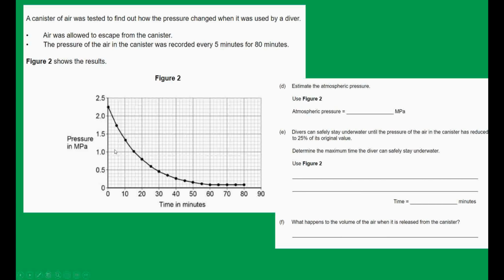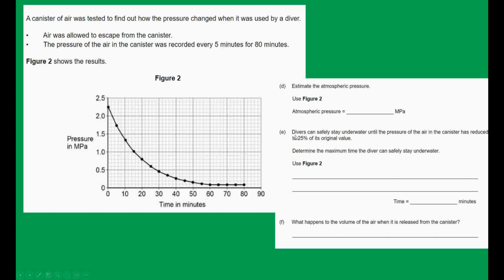So be careful in reading off the graph of the numbers. We need to use the graph to estimate the atmospheric pressure. It says in bold, use figure 2. If it says use figure 2 or use table 1, you will not be able to get the marks unless you use that information.